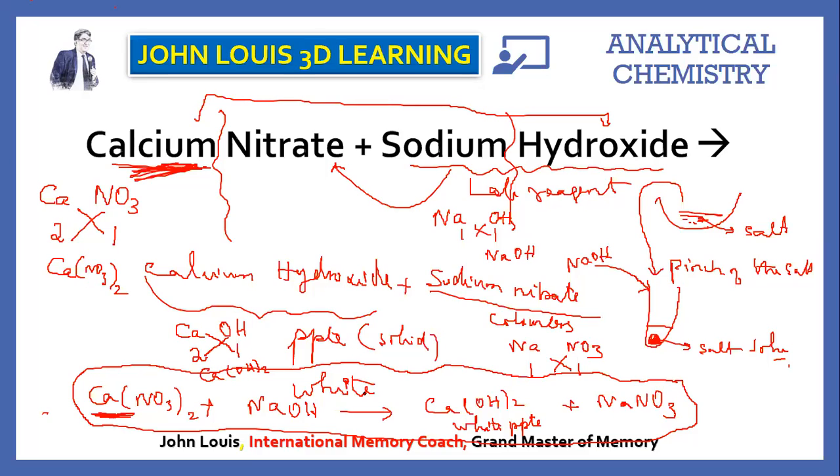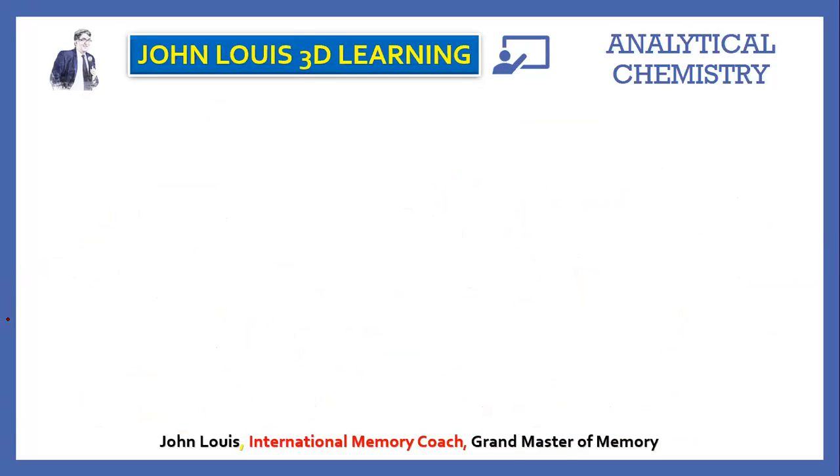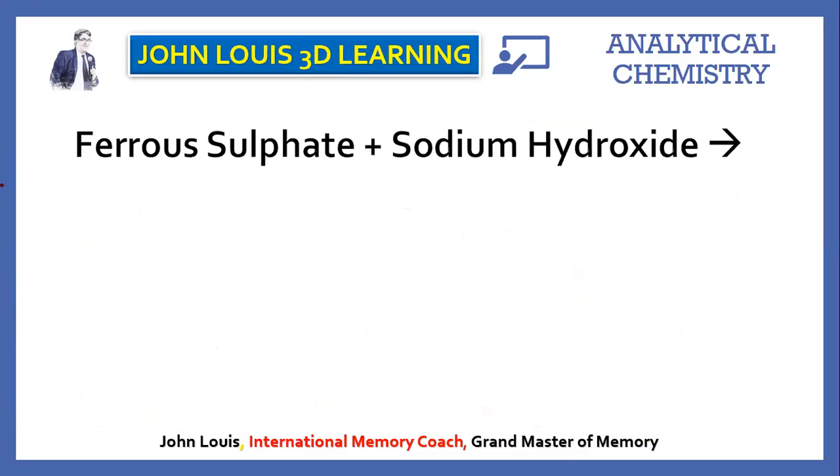See, all the 6 ions we need to find out. First thing, we have found out calcium now. Calcium hydroxide is white color, no? The next one, you should be able to tell me now. Ferrous sulfate, sodium hydroxide. So you are given ferrous sulfate salt, but you don't know what it is. So take the salt here.